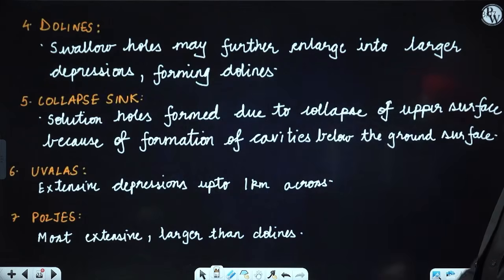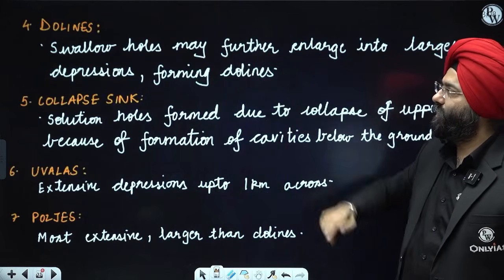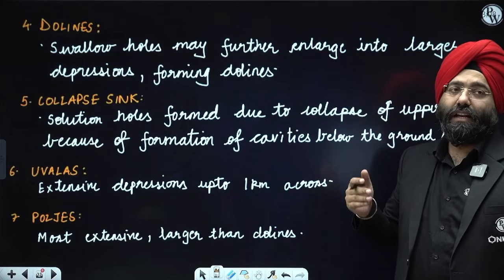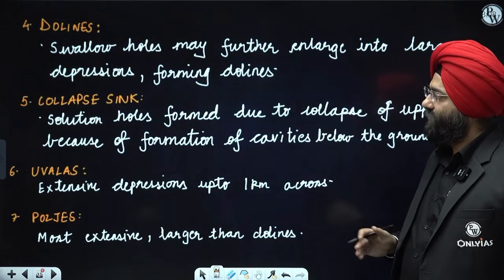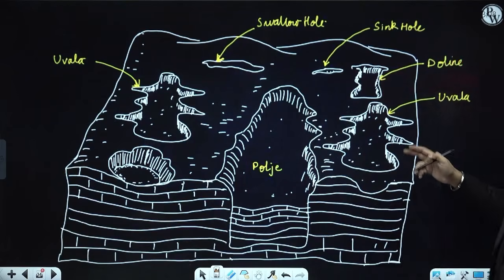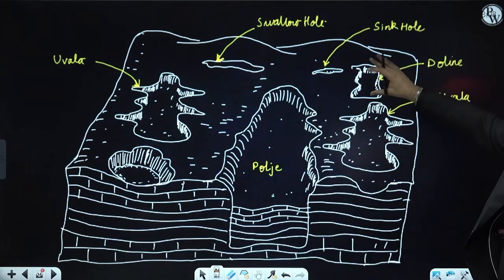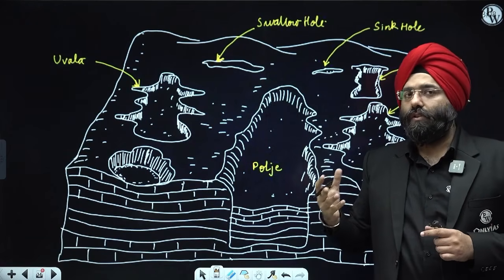Next, dolines. Swallow holes may further enlarge into large depressions to form dolines. Now, dolines are larger depressions when you compare them with what? The swallow holes. So can we see here, where are the swallow holes? Dolines are here. Dolines are much larger than the swallow holes. So you can say very large swallow holes can be known as dolines.